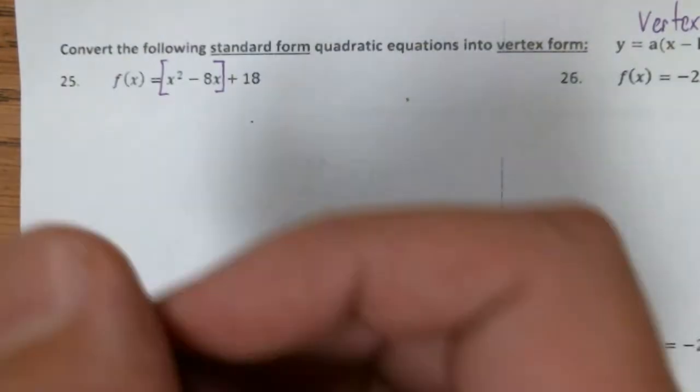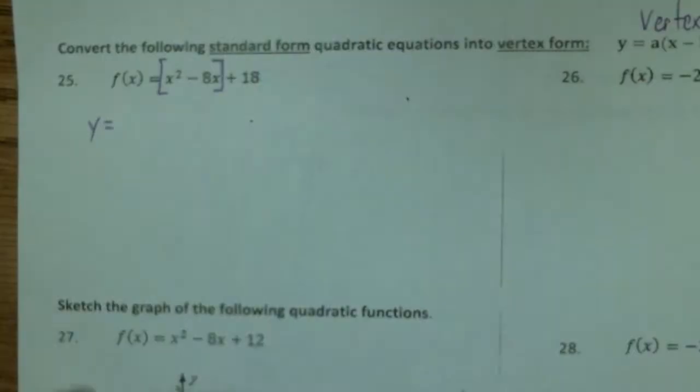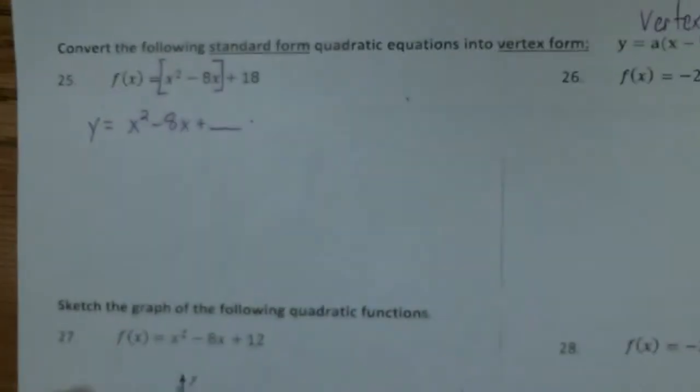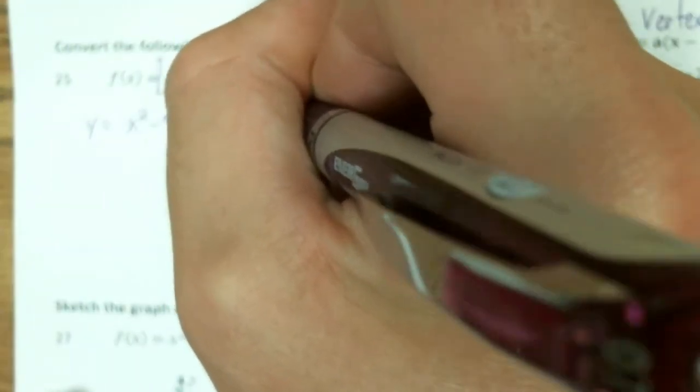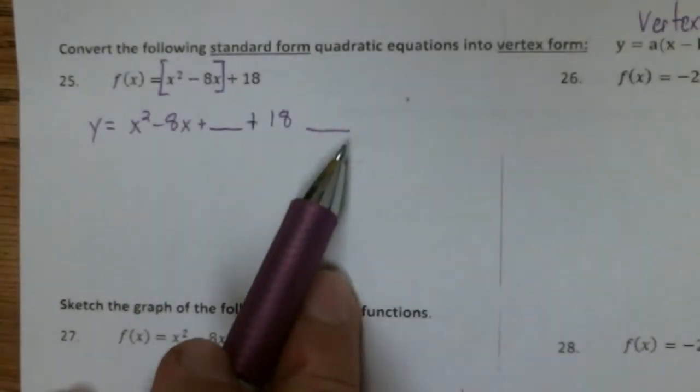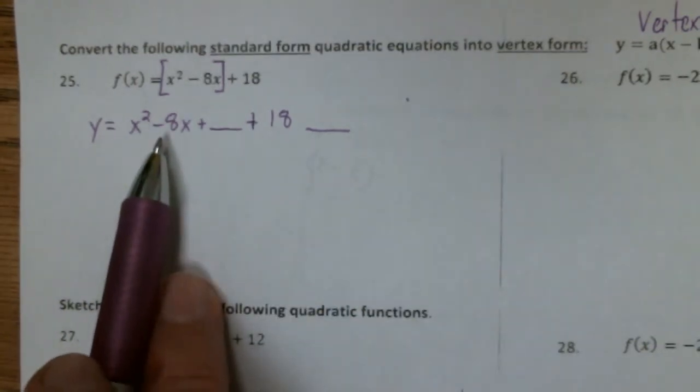F of x is the same thing as y. It just means that I got a function. So I'll use y equals x squared minus 8x, and then now I'm ready for my blank. This is where I'm going to complete the square. So there's my first blank. And then I have the constant, the 18. And then I'm going to have another blank. But I don't know if it's going to be plus or minus blank yet. It depends. All right, so now I'm ready to complete the square.